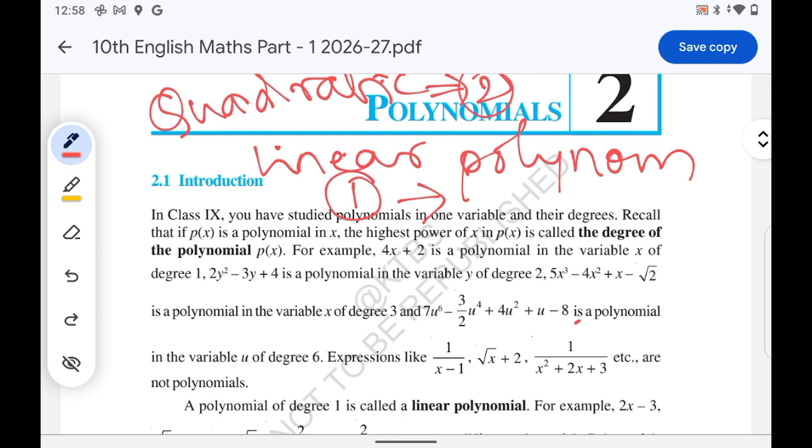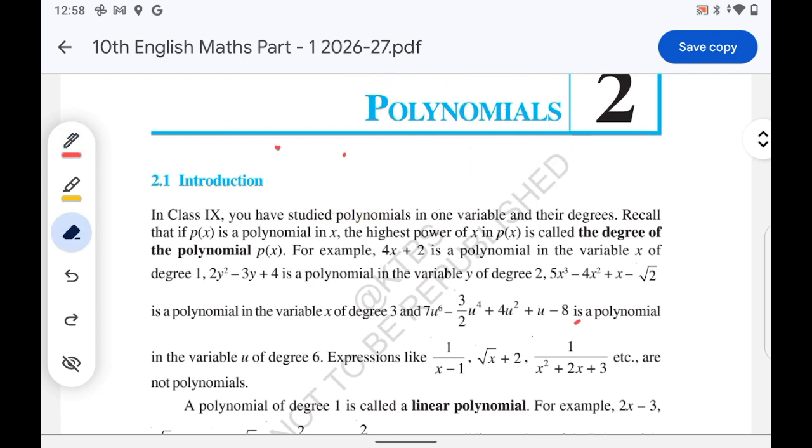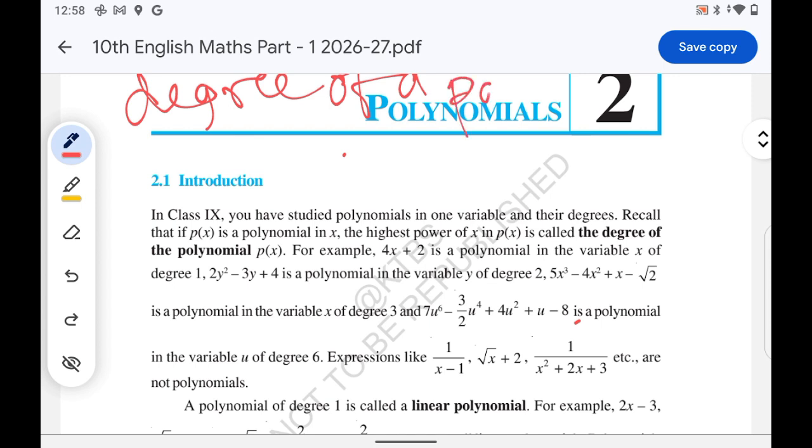And say for example, if the degree of a polynomial is 3, we call it as cubic polynomial.